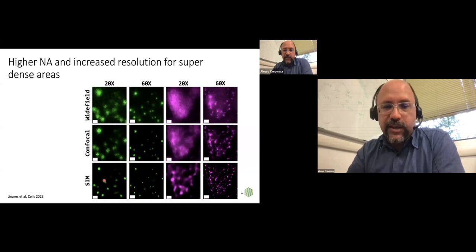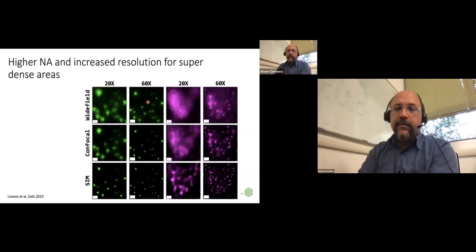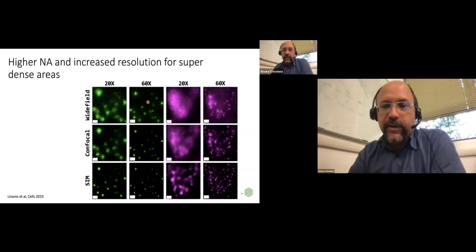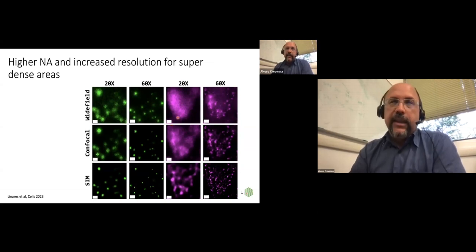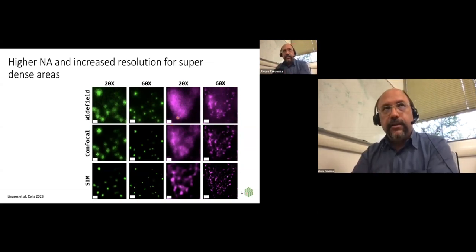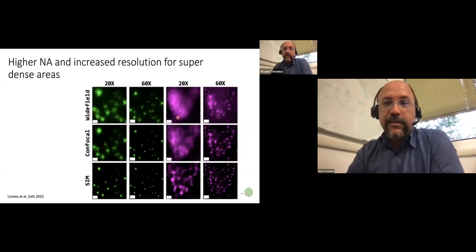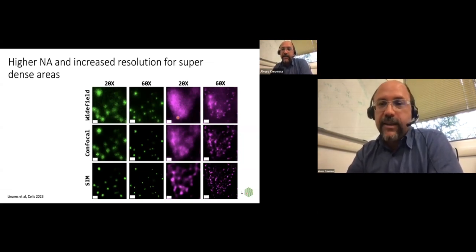Obviously, it improves with SIM, but it would be hard if you have to threshold for these spots. Whereas if you have the higher NA that is collecting more light from the sample, then you have an easy identification of these transcripts. But the case is even more strong in very dense areas, right? So some available technology has an equivalent of a 20x.